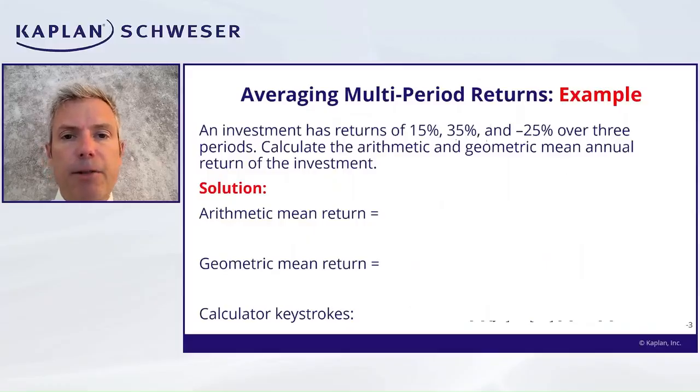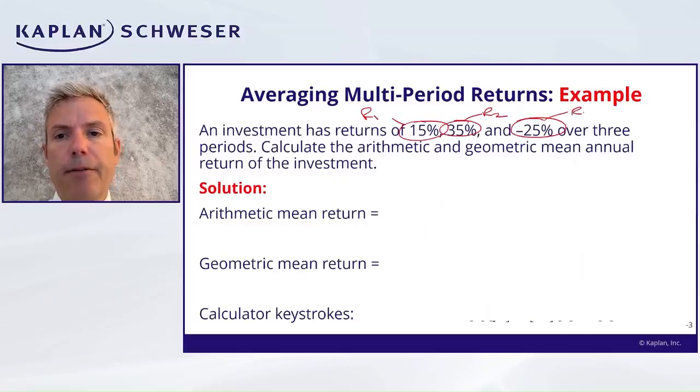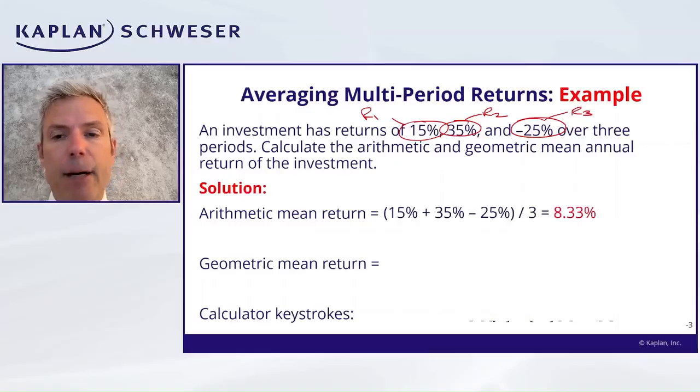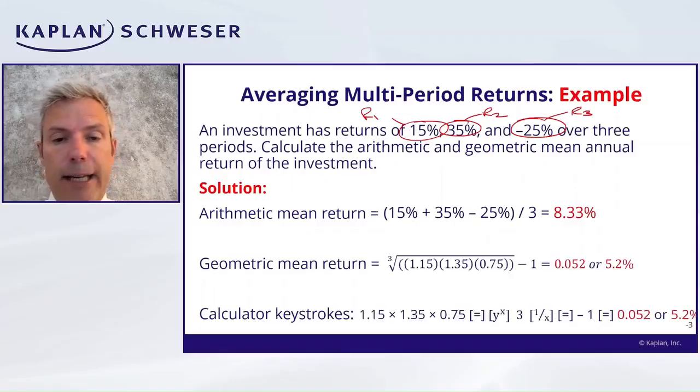An investment has returns of 15%, that's R1, 35% R2, minus 25% R3. Calculate the arithmetic and geometric mean return. So arithmetic return, won't spend too much time there, very straightforward. Add them up. I think you get 50 minus 25, which is 25. Divide by 3, you get 8.33. That's fine. The geometric mean return, there's a little bit more to it here.